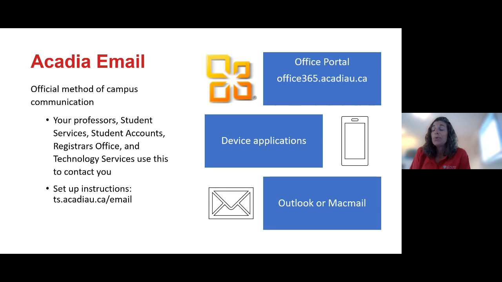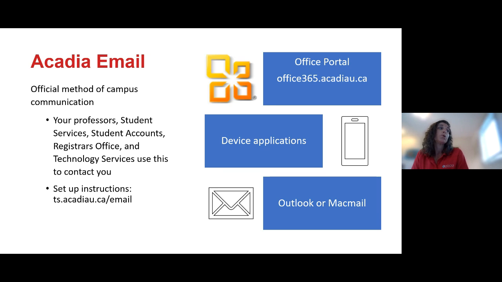So why do you need to set up your network ID and your access? Well, firstly, it's your pathway in. Your Acadia email is your main and official method of communication. And as Danielle mentioned, this year more than ever, you need to check your email, because that's the way your professors are going to be communicating with you, technology services, student accounts, the registrar. This is what we use to get a hold of you. And if you've asked us for help and we respond through your email, that is the way we hope to get a hold of you.